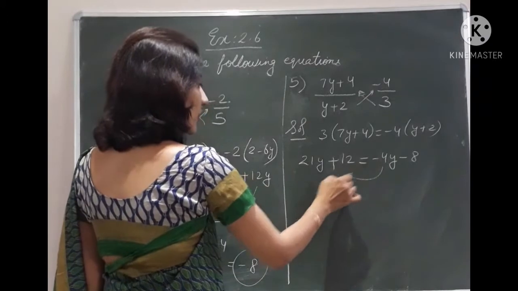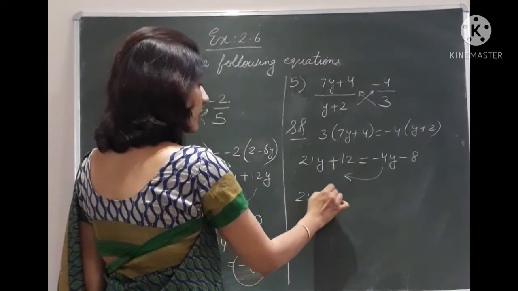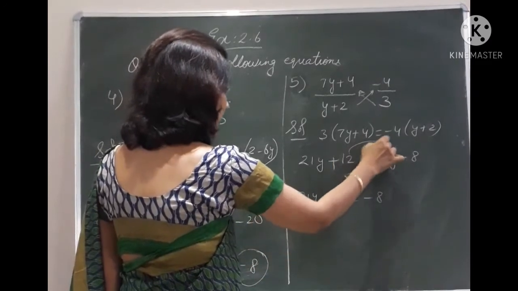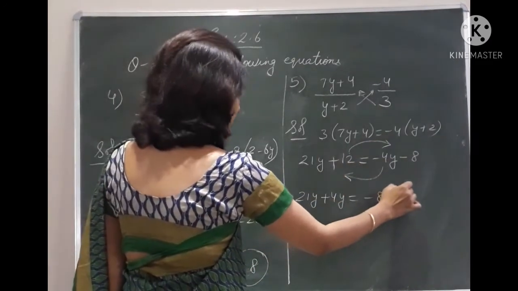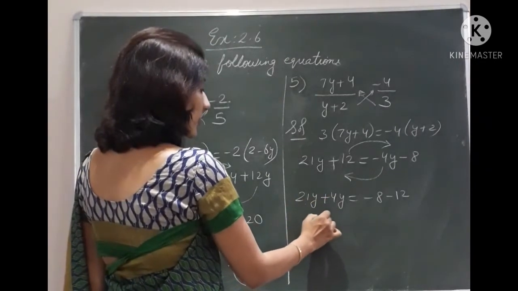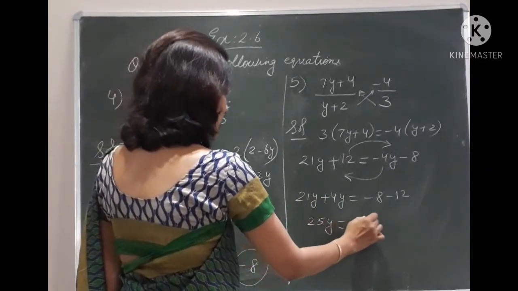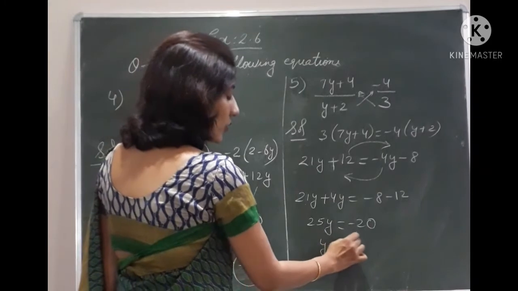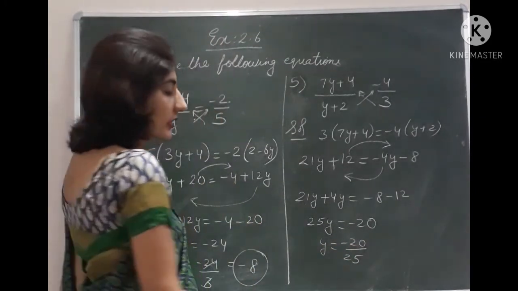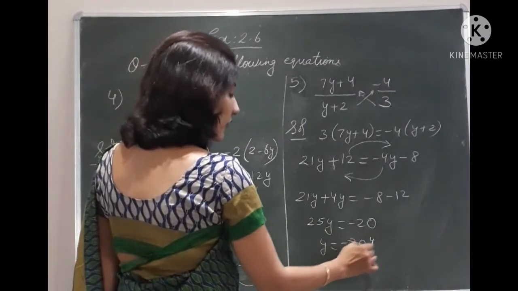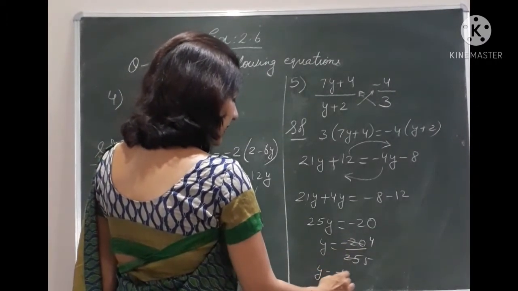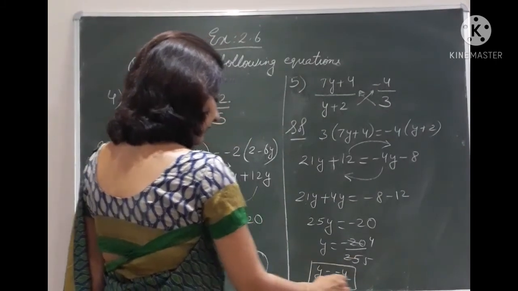Transpose minus 4y to the left-hand side. So 21y plus 4y is equal to minus 8. This 12 will go to the right-hand side and will become minus 12. 21 plus 4 is 25. So 25y equals minus 20. So y equals minus 20 upon 25. Minus 20 and 25 can cancel by 5. 5 4s are 20, 5 5s are 25. So the value of y is minus 4 upon 5.